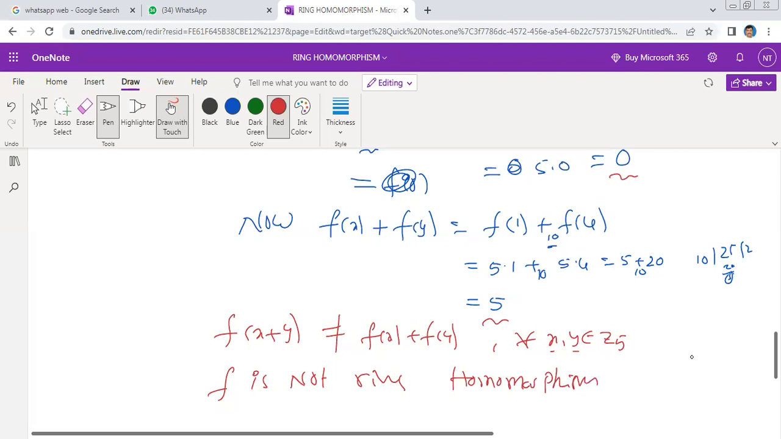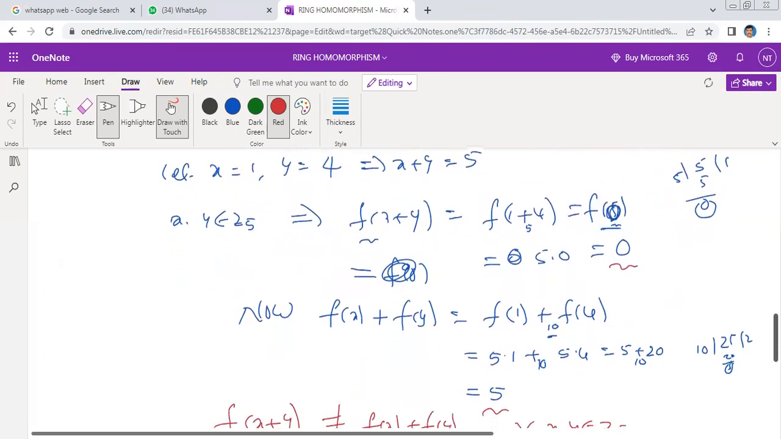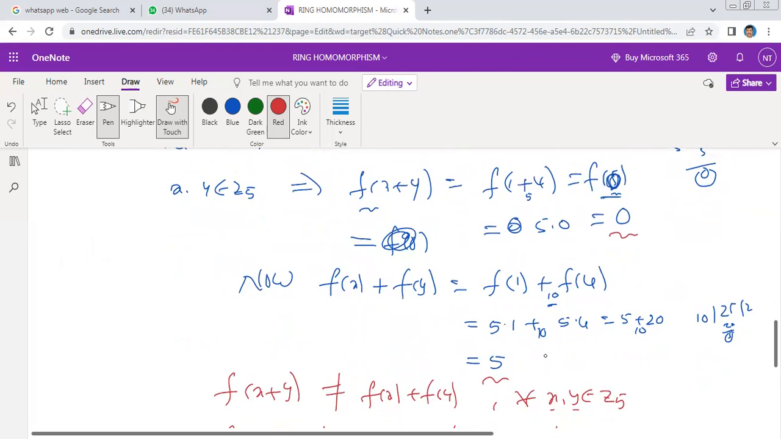Sir, 5 into 1, is that multiplication modulo 5? No, it is the image. 5 into 1 means 5x. It has to go into the image, because when x is in the domain, 5x belongs to Z10. So it is 5 into x modulo 10, the image operation. Therefore this is 5 into 1 plus 5 into 4, modulo 10.